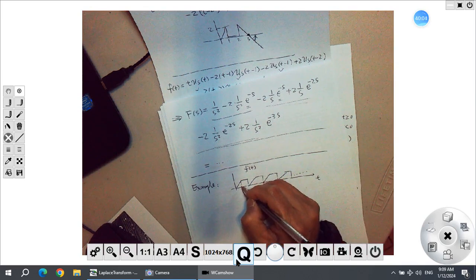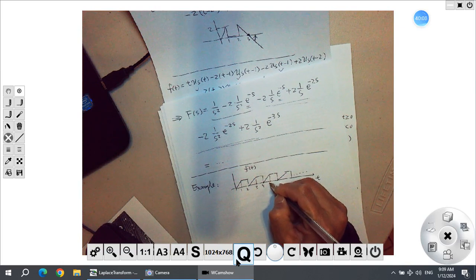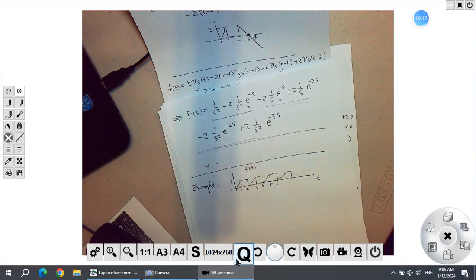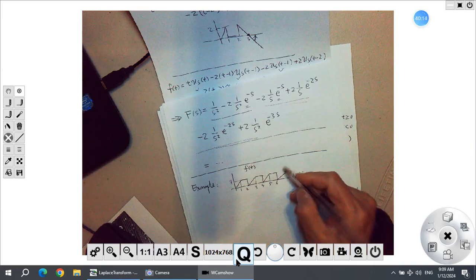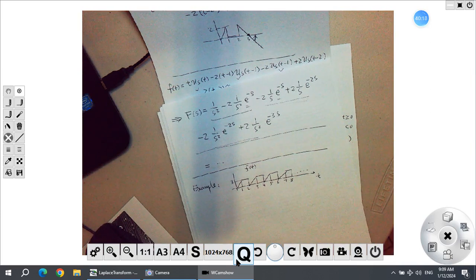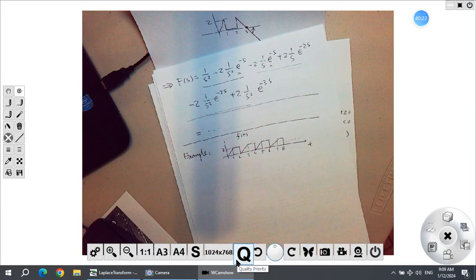Here's 1, 2, 3, 4, 5, 6, and here the value is like 3. Alright, 7, 8, and so on. Okay, now what is the Laplace transform of f of t?